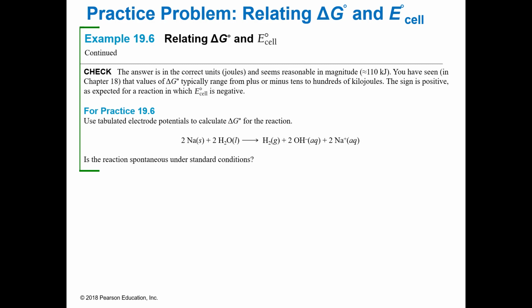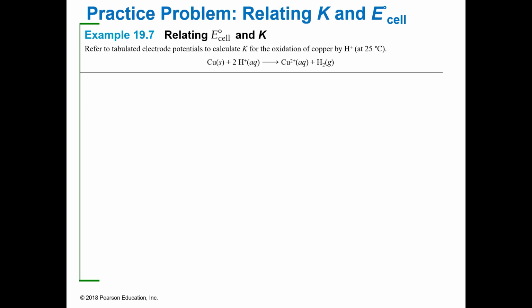All right, you got another practice one there. So let's look at this one. Refer to the tabulated electrode potentials to calculate K for the oxidation of the hydrogen ion.